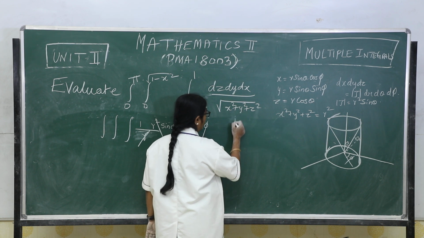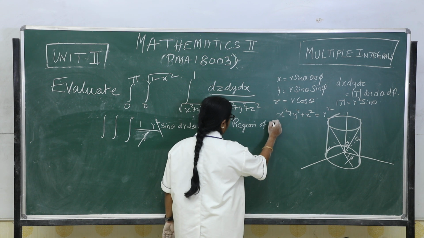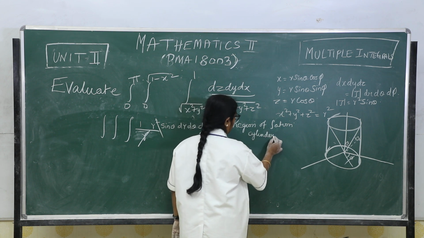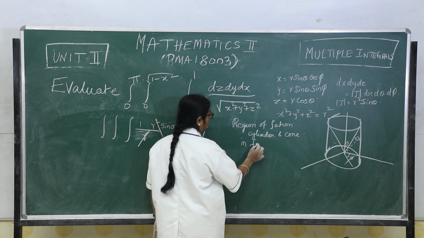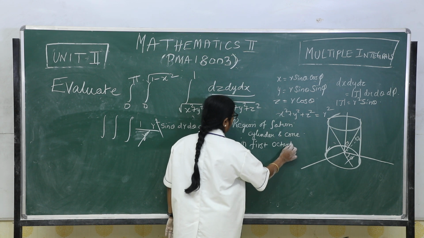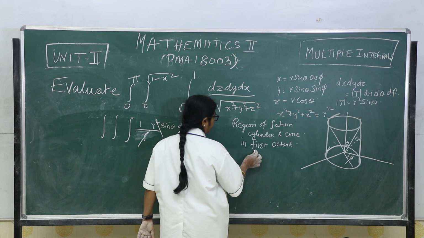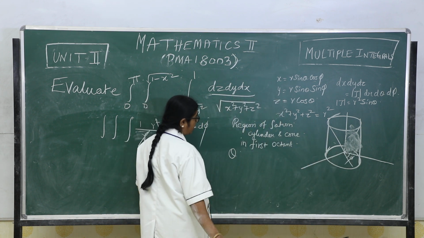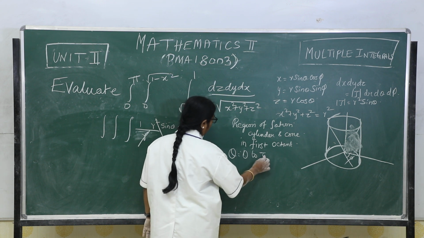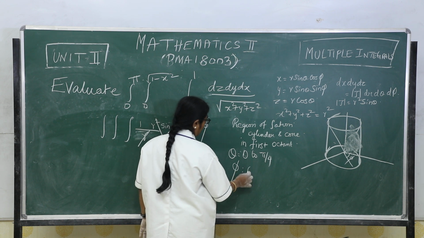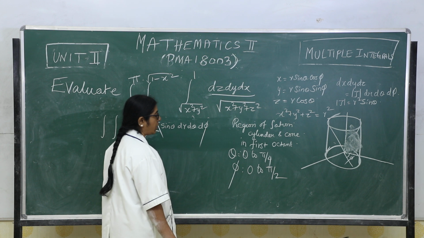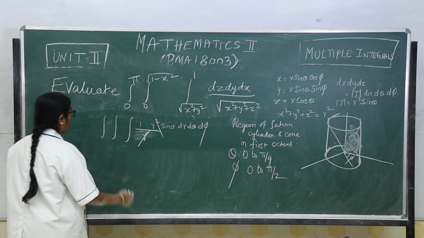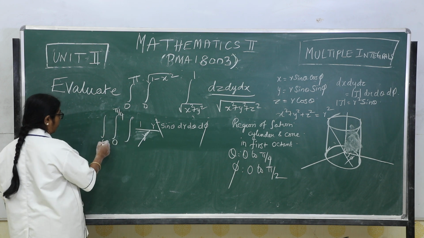What is the region of integration? The region of integration is between the cylinder and the cone in the first octant. This is the region. And you know that theta cannot lie between 0 to pi, it should lie between 0 to pi by 4, and phi is the angle between 0 to pi by 2. Because it lies only in the first octant, theta varies from 0 to pi by 4 and phi from 0 to pi by 2.